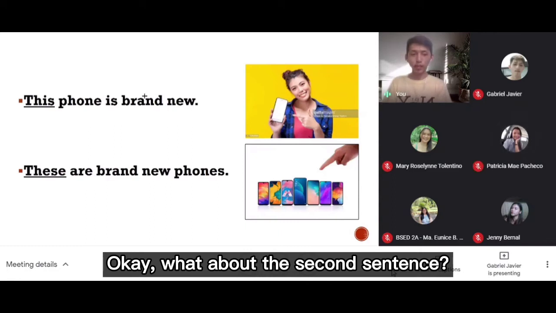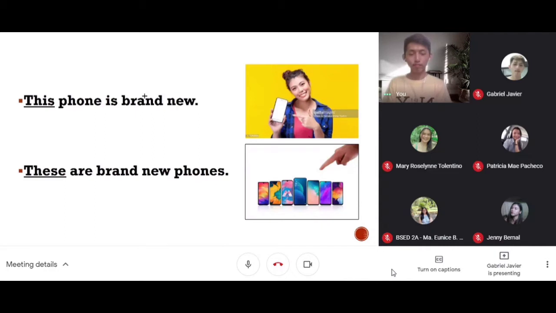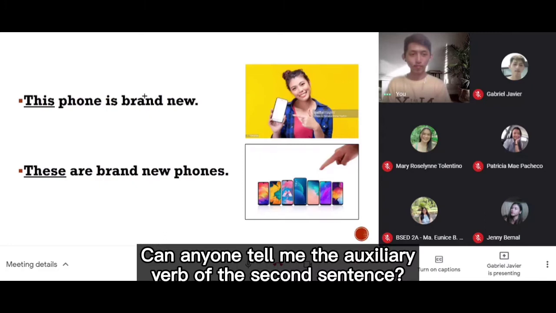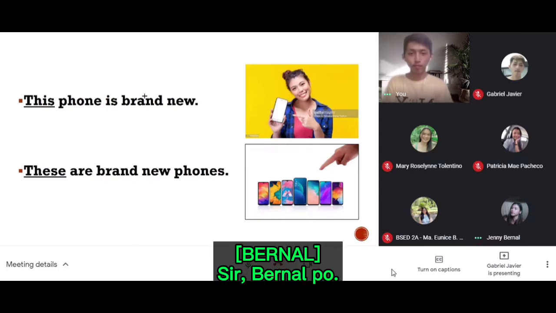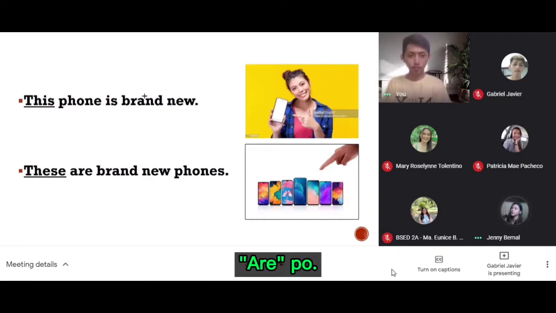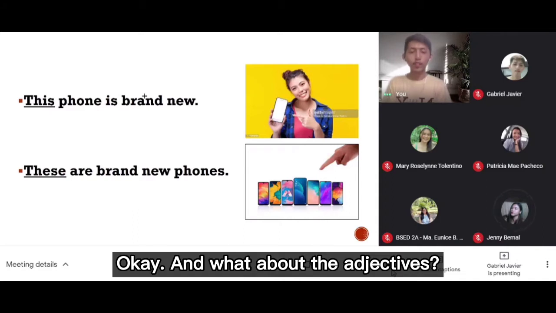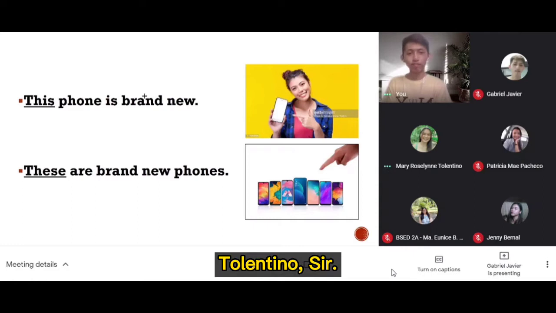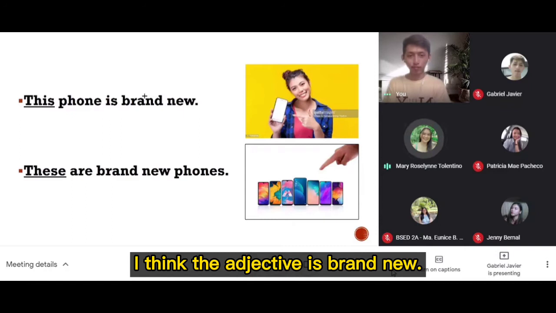Okay, what about the second sentence? Can anyone tell me the auxiliary verb of the second sentence? Sir Bernard po. Yes. R po. Okay, very good. And what about the adjective? Valentina, sir. Yes, Tolentino. I think the adjective is brand new. Okay, very good.